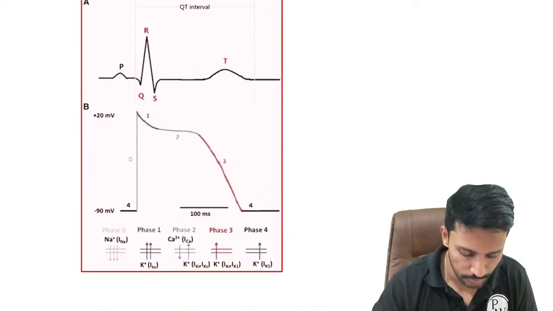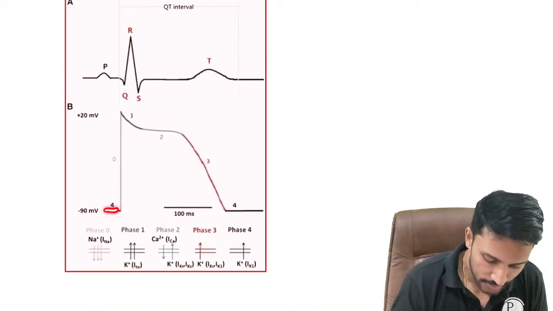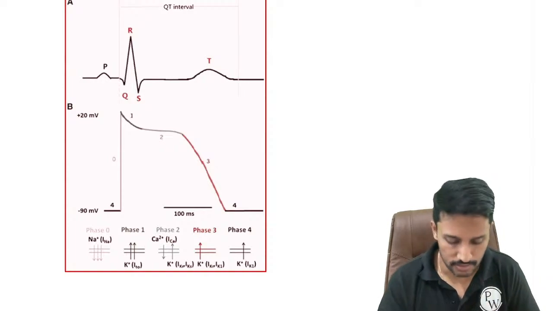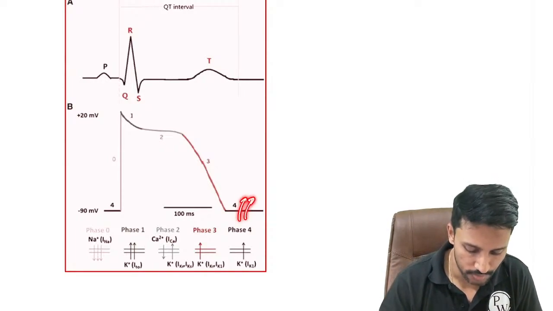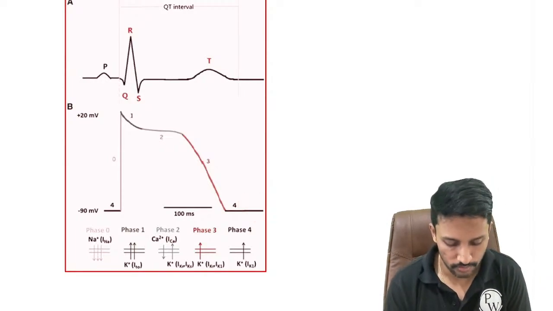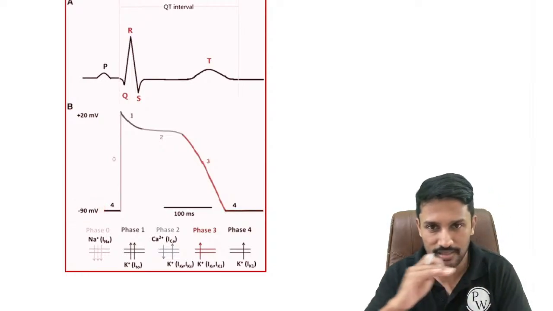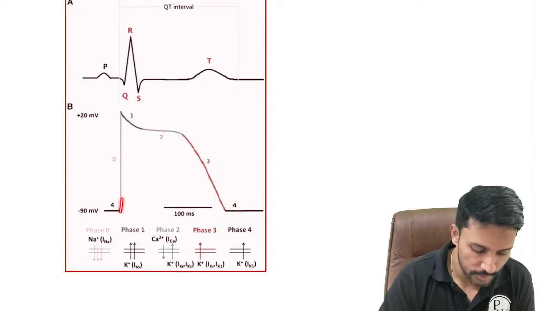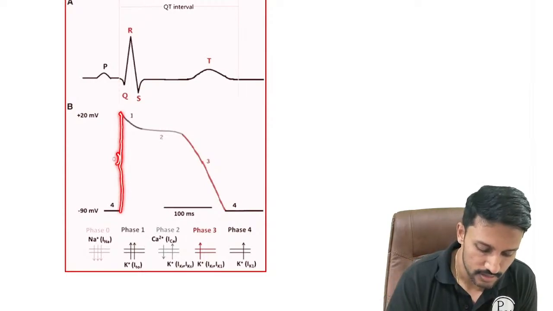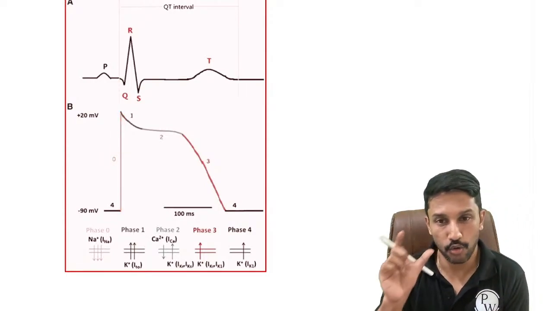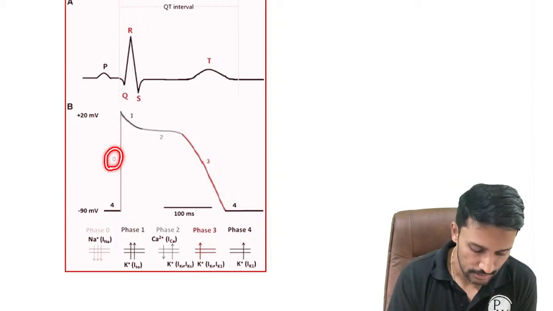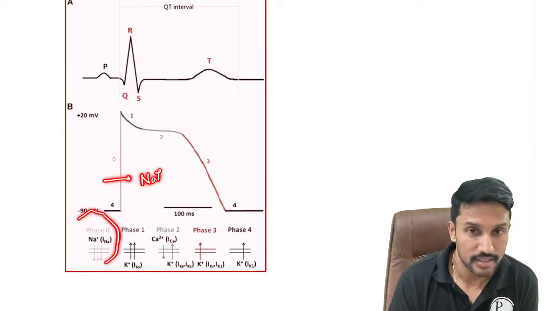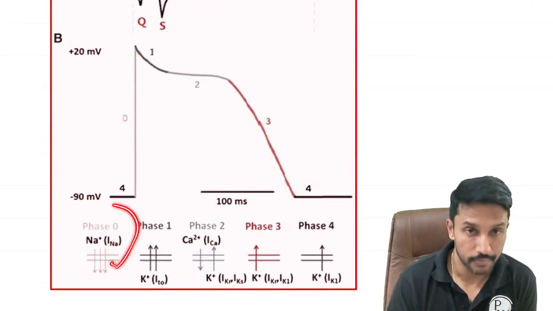So let me quickly recap. First, we have resting membrane potential, that is phase 4, which is maintained by sodium potassium ATPase. So we keep effluxing the sodium and bringing in the potassium so that we maintain minus 90 millivolts resting membrane potential. And then whenever I have to contract the ventricle, I have to increase the membrane potential. This phase is the phase of depolarization, which is the QRS complex on the ECG. We will call it phase 0. This is because of the influx of sodium.